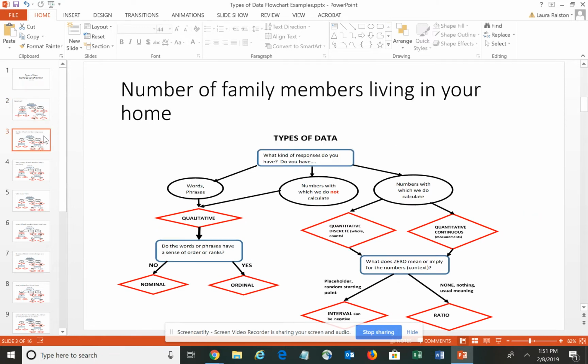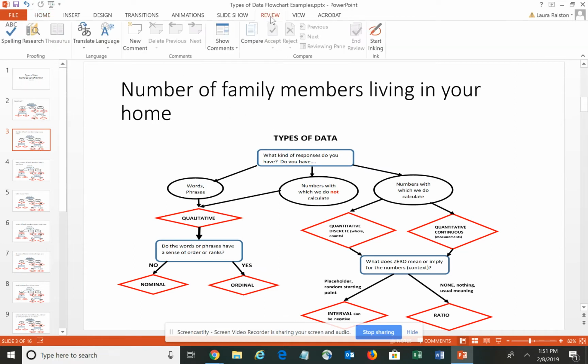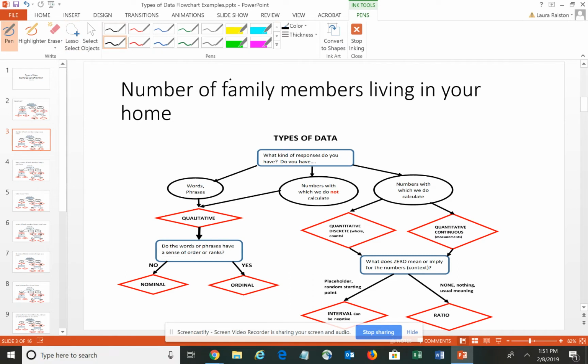Okay, so our first one says the number of family members living in your home. So I want to ask myself, if I were to walk up to you and say, how many family members live in your home? What kind of response would you give me? Well, most likely you're going to say something like 3, 4, 5, maybe 2, maybe just 1. Okay, so notice that those are numbers.